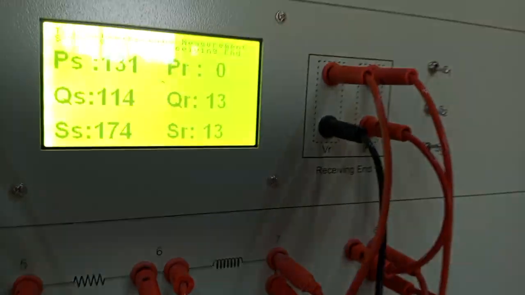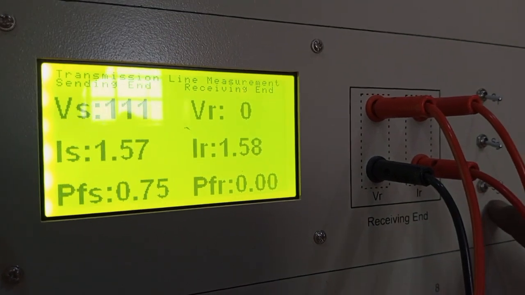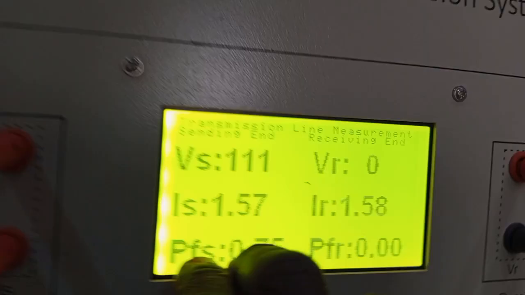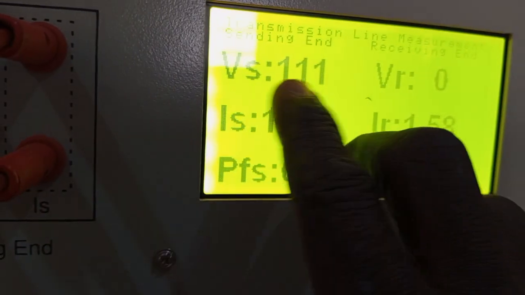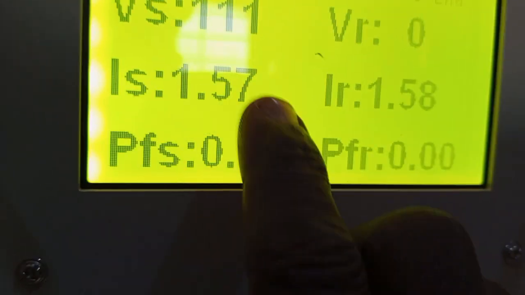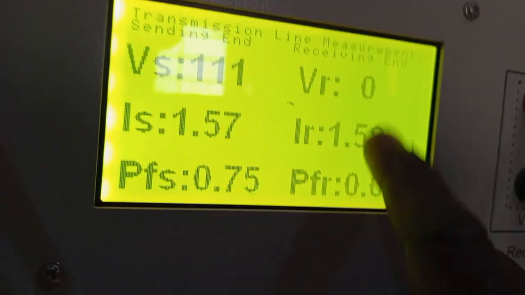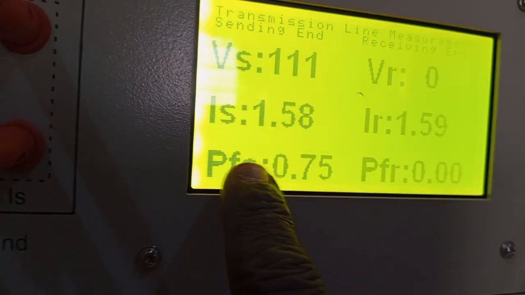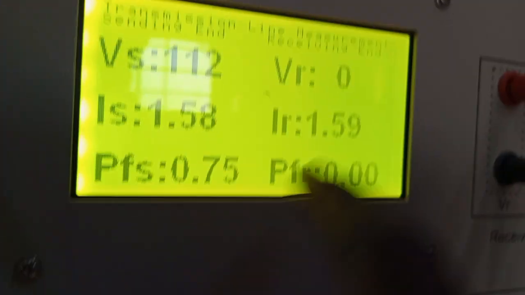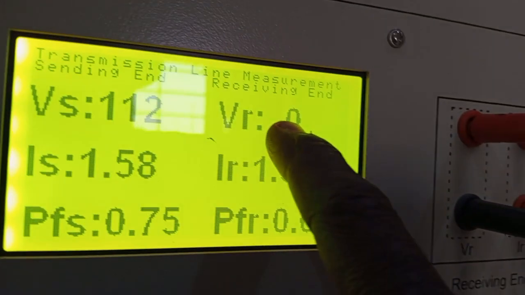So now when we switch off the switch 2 and we switch on the switch 3, we can see again the supply voltage is 111, receiving voltage is 0. The supply current is 1.57, while the receiving current is 1.58. That means it has gone to maximum. It's telling you that we have short circuit. The power factor is 0.75 at the supply end, sending end, while at the receiving end the power factor is 0 because of this no voltage.